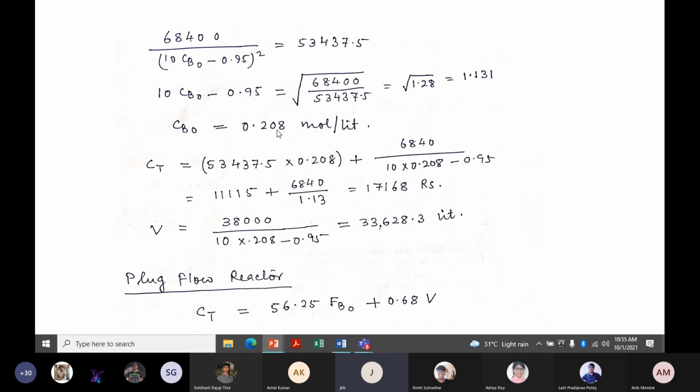CB0 is 0.208 mole per liter, and this is the optimum CB0. Then this CB0 is substituted in the cost expression, you will get the minimum cost 17168 rupees, and reactor volume 33,628.3. And you repeat this problem for plug flow reactor again.